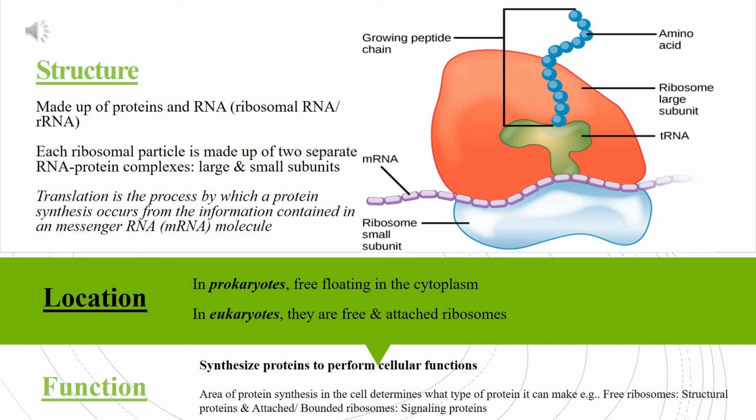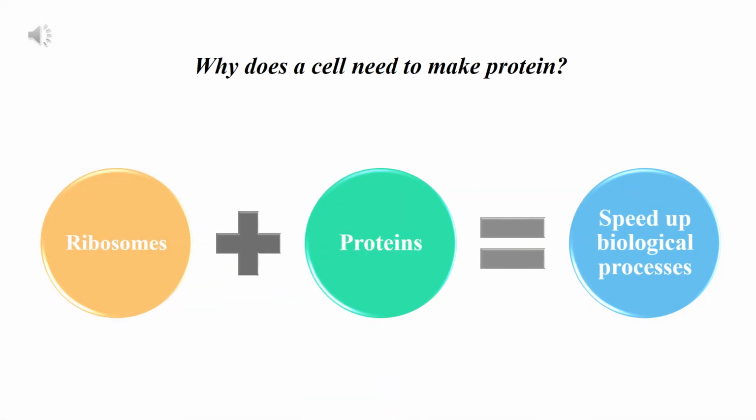Functionally, they synthesize proteins to perform cellular functions. The area of protein synthesis in the cell determines what type of protein it can make. For instance, free ribosomes usually make proteins which function within the cell. For example, they make structural proteins. Whereas attached ribosomes, or bound ribosomes, produce proteins which can function either inside or outside of the cell. For example, signaling proteins.